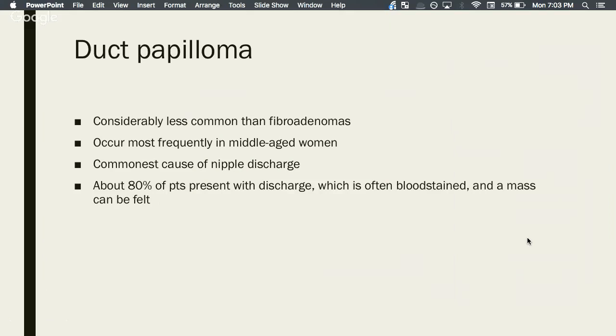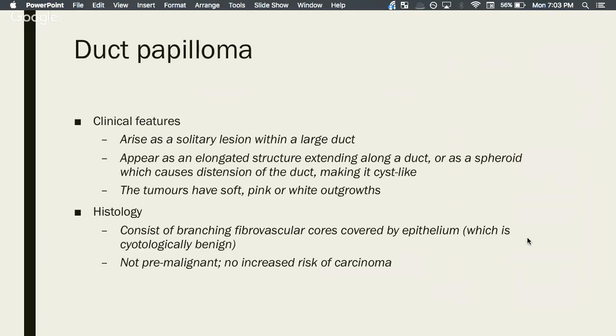In terms of the duct papilloma, they are less common than fibroadenomas, but they're the most common cause of nipple discharge. So if anyone comes in with discharge, which can be bloodstained, you would be thinking duct papilloma. Obviously, you would test for cancers, but that would be your most common cause, and it tends to be in middle-aged women.